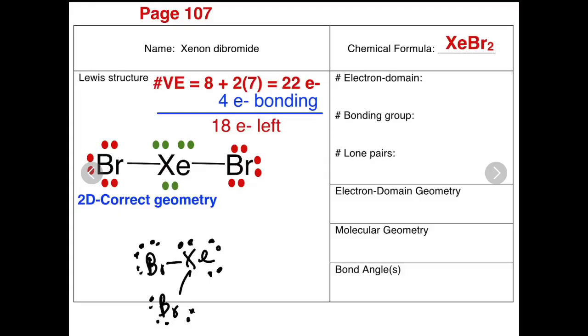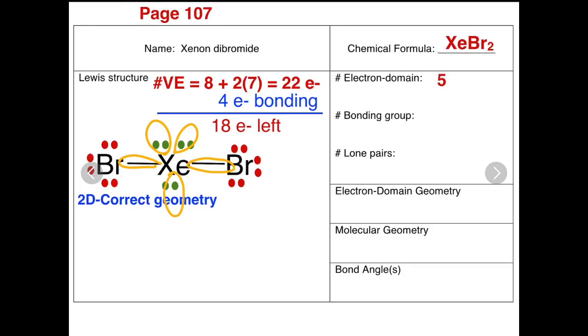We need to determine the electron domain geometry. So what we can do is look at the electron domains around the central atom. In this case, we have 5 regions: 1, 2, 3, 4, and 5. Therefore, the electron domains would be 5. Because the electron domain equals 5, the electron domain geometry would be trigonal bipyramidal.